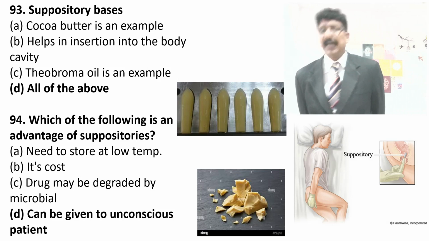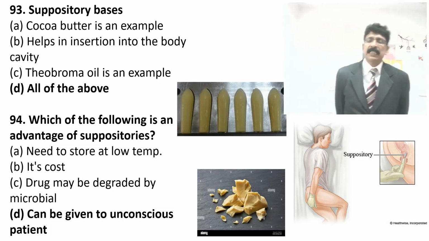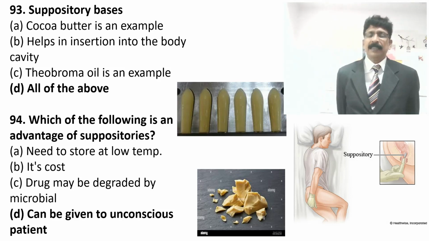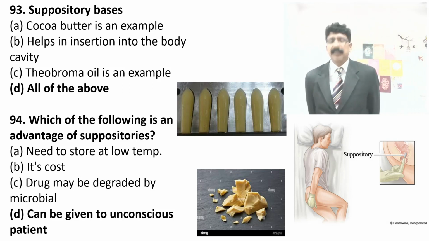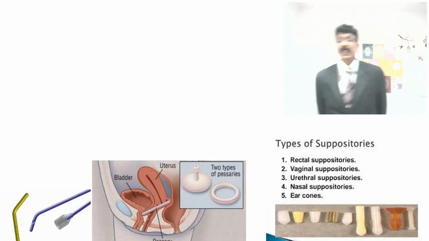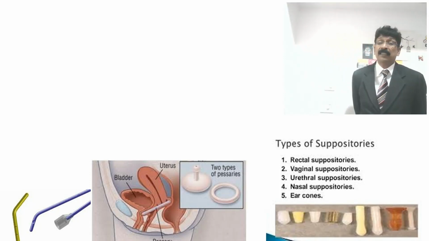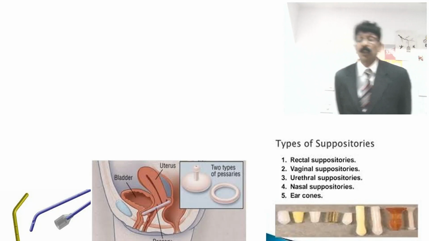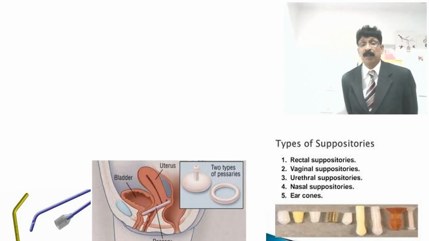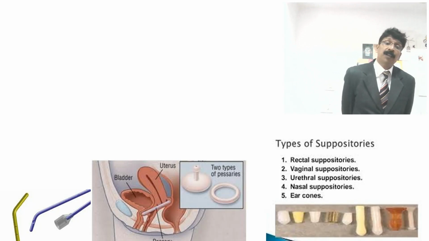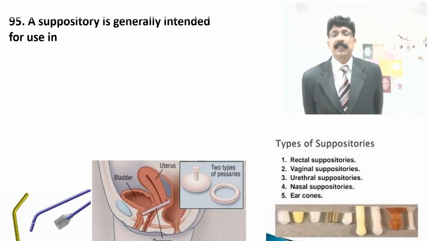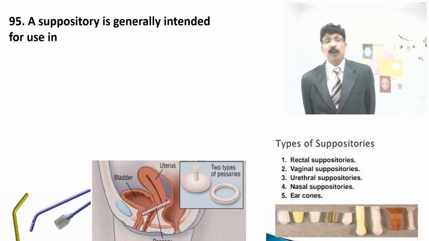It can be given by means of cavity inserts. Suppositories can be kept in the anus or in the vagina. Suppositories can be applied as rectal, vaginal, urethral, and nasal suppositories, and ear cones are also available. In the vagina it is called pessaries. Ring type and sponge types are also there.